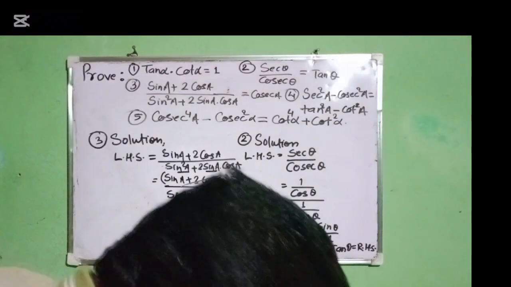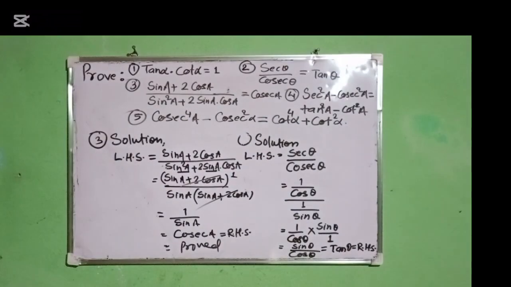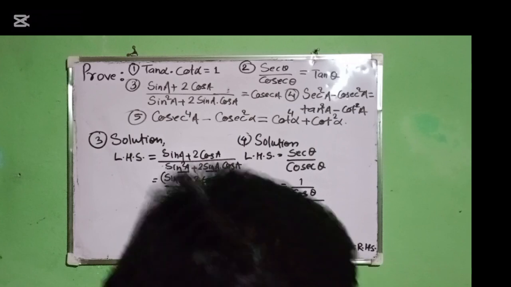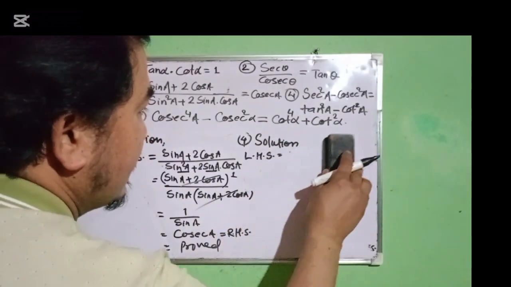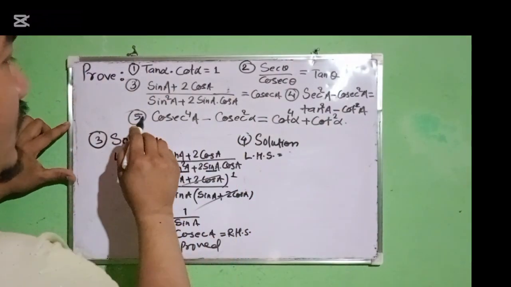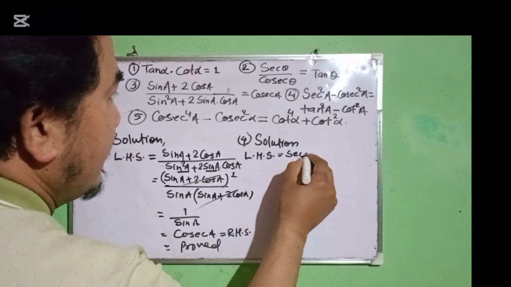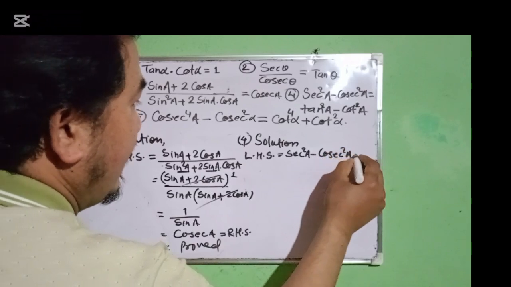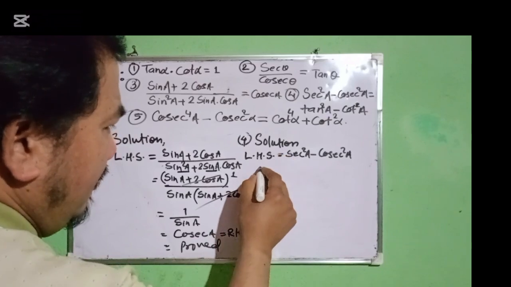Now let's see question number 4. In this question number 4, what is asked to prove? Look here. Here is given sec square A minus cosec square A, and we have to bring here tan square A minus cot square A. We have the formula here.